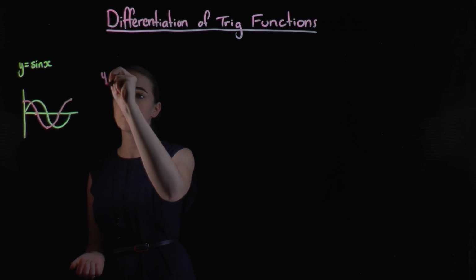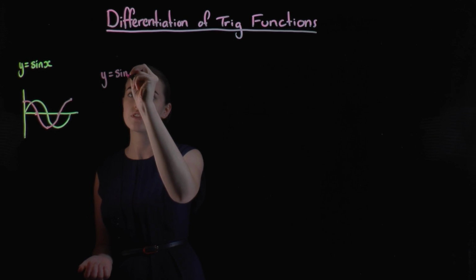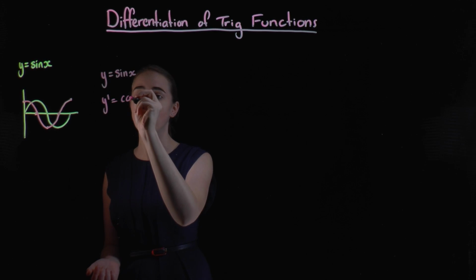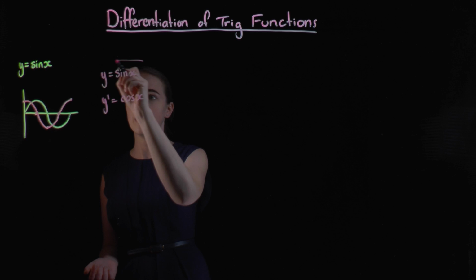So what that means is if we have the original function y equals sine x, then our derivative, or our gradient, will be cos x. All right, so that's our first one.